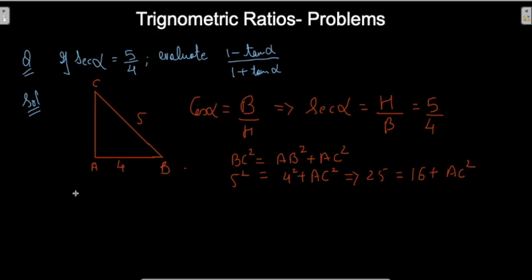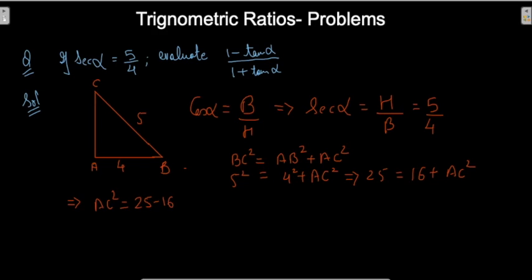Now it looks pretty clear, right? What is going to be the value of AC? So this implies you just change the sides, okay? It's always a good idea to have whatever you have to find on the left hand side. AC square is equal to 25 minus 16.